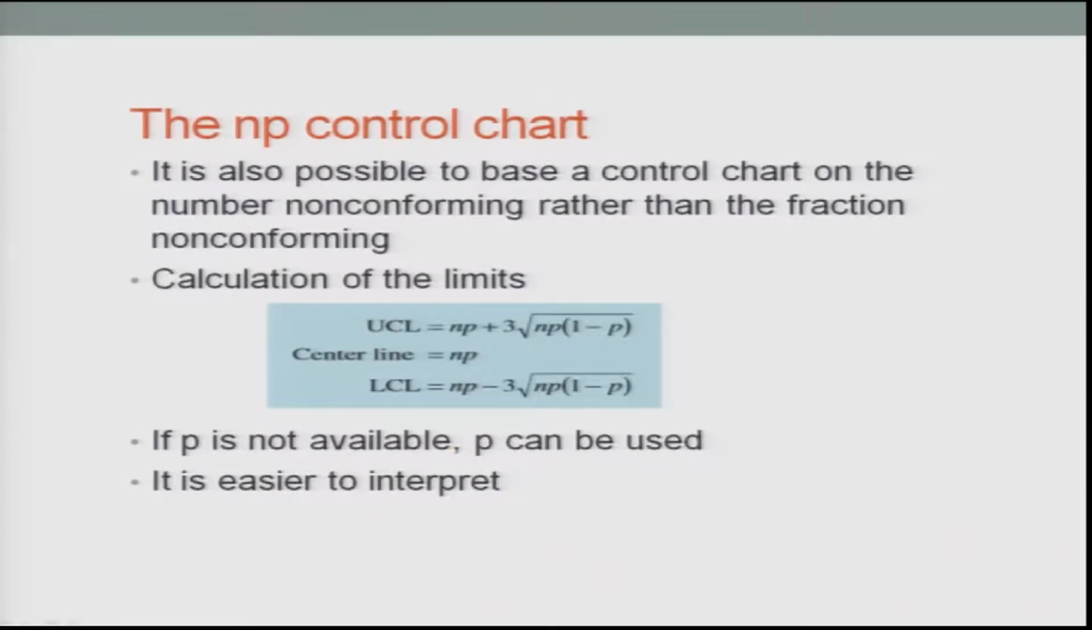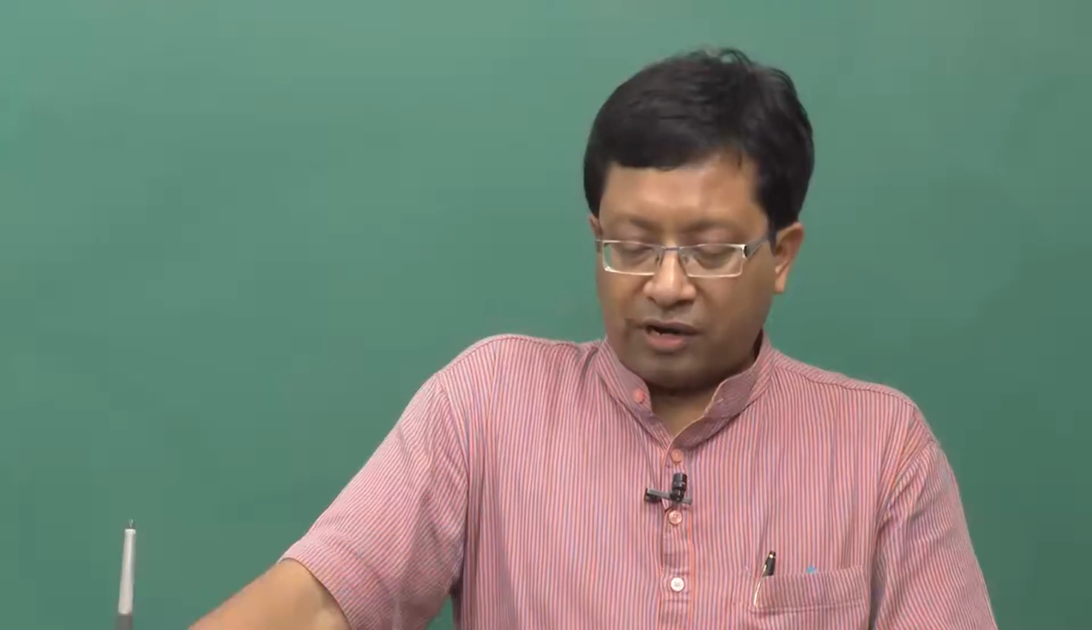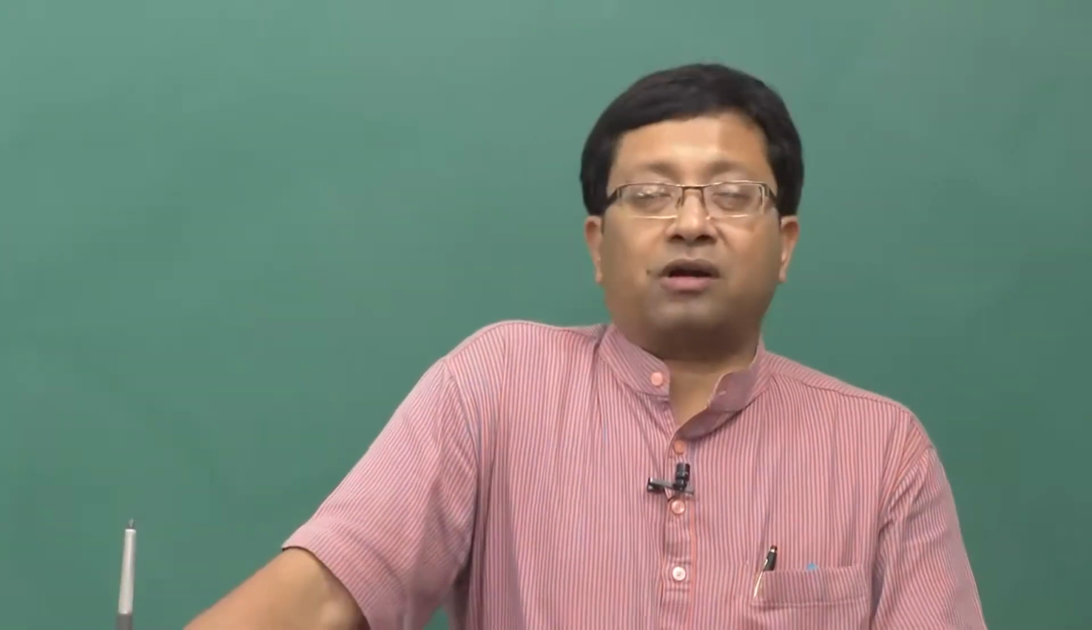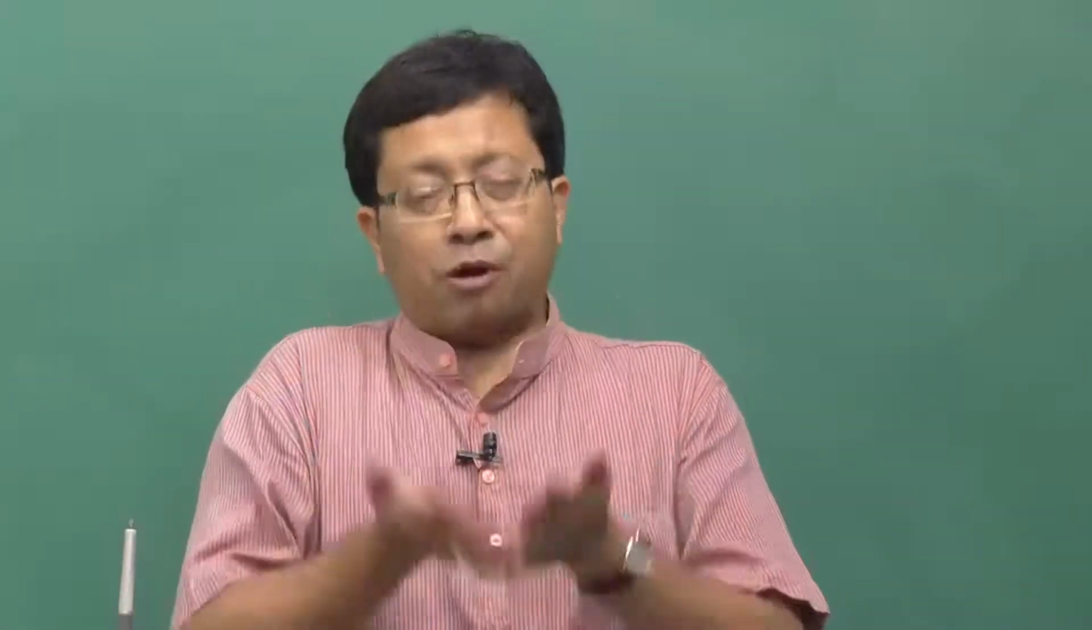We will discuss now and pay attention to the NP charts. It is also possible to build a central line, upper control line and lower control line based on the number of non-conforming. Till now we have done the proportions. Proportions means probability, relative frequency, chance. Now, I want to find out the numbers.